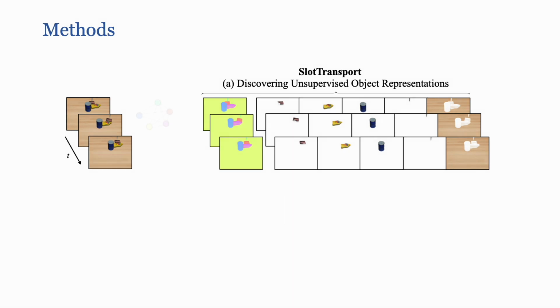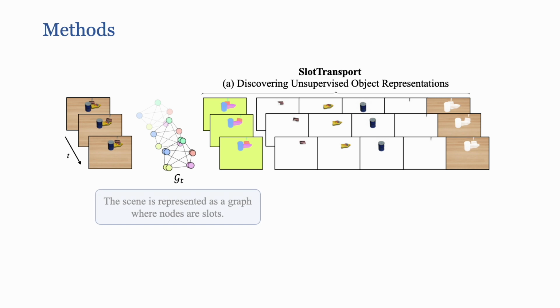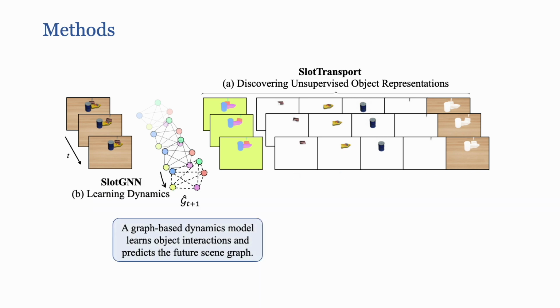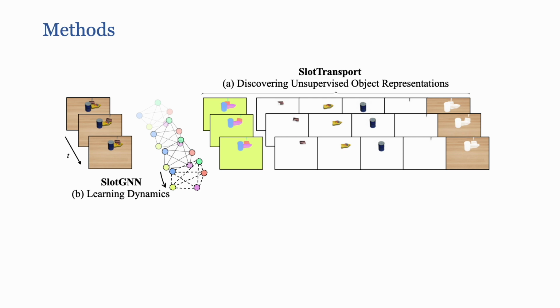At every time step, we construct a graph representation of the scene. Here, nodes are the slots and edges correspond to their pairwise interactions. In the second stage, we introduce SlotGNN, a graph-based model for learning multi-object dynamics. SlotGNN predicts the future scene graph conditioned on the robot's action. Our graph-based model captures the interactions between the robot and objects, as well as the object-to-object interactions.